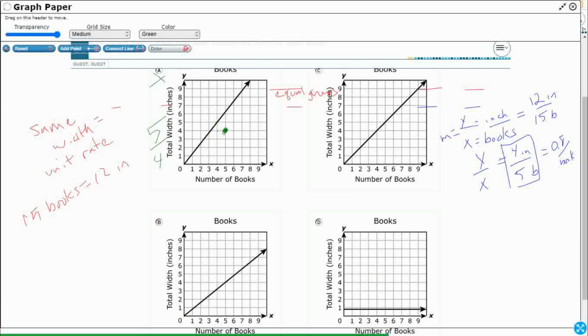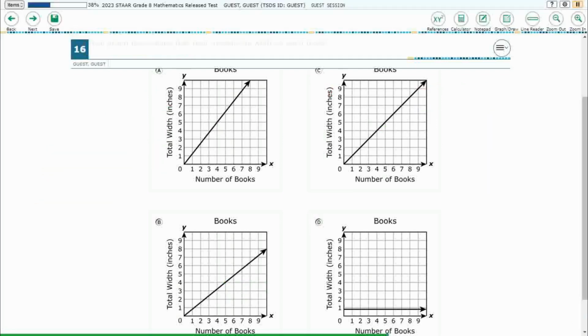Up 4 over 5. That is looking good. We've got a y of 4 and an x of 5. Let's look at C. We're going to go up 4 over 5. Oh, that just went 4, 4. So that's not going to work. And then D, yeah, D is just not it. So our answer here is B.